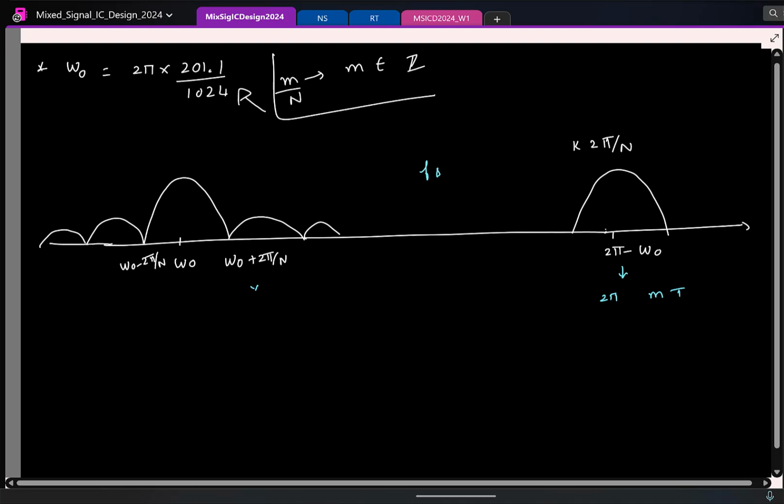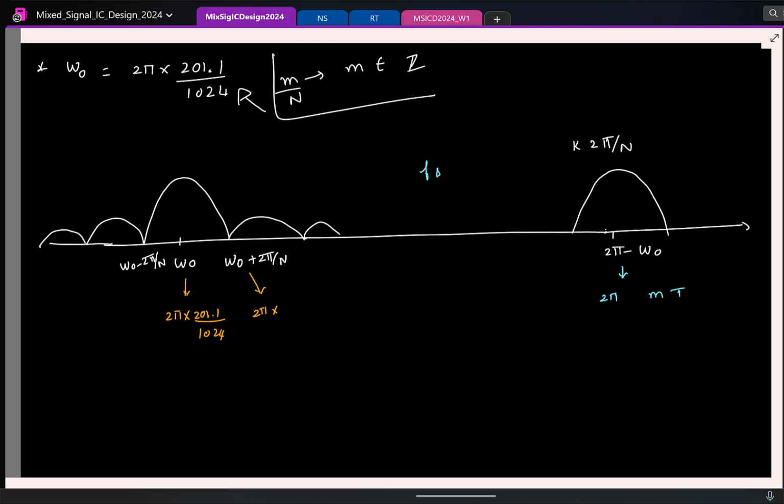So now what will be the value of omega naught here? What is omega naught? This is what I have chosen. What will be the null frequency? 2 pi into... I mean omega naught is 201.1. So this is 1 2 pi by n away. So what will be this frequency?